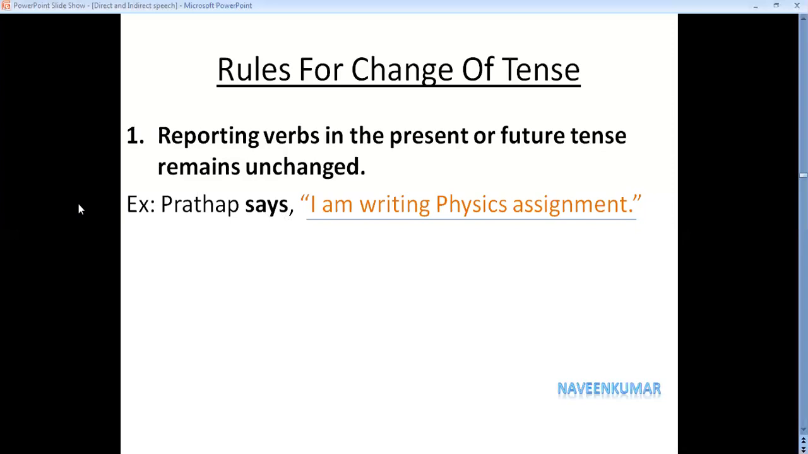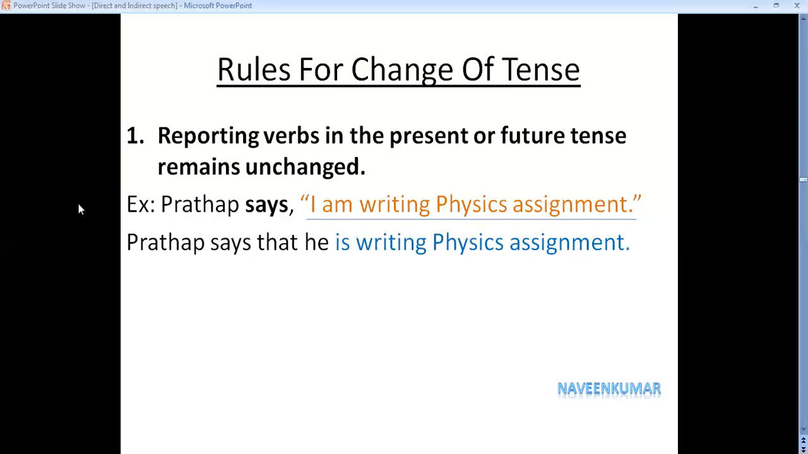So how does it change into indirect? Pratap says that he is writing physics assignment. So the present continuous remained in indirect speech also. Rajesh will say, "I was playing chess." What is the reporting verb here? Will say. And which tense is this? Will say is in future tense.